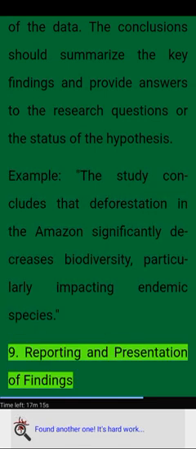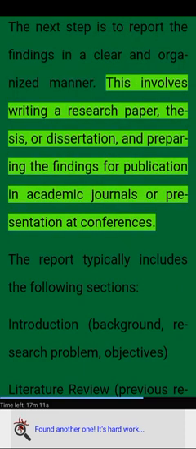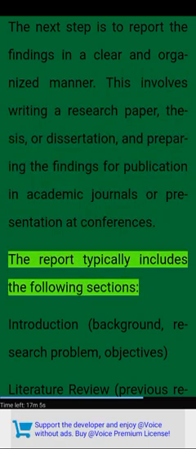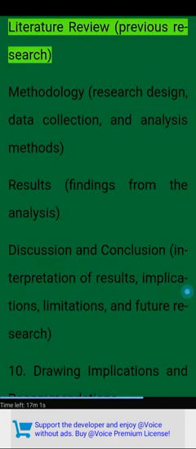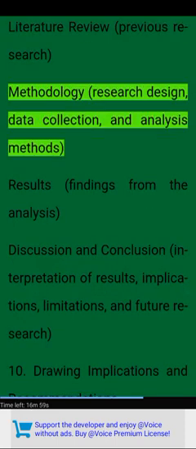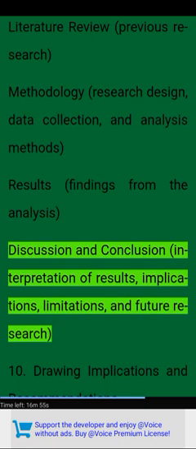9. Reporting and presentation of findings. The next step is to report the findings in a clear and organized manner. This involves writing a research paper, thesis, or dissertation, and preparing the findings for publication in academic journals or presentation at conferences. The report typically includes the following sections: Introduction: background, research problem, objectives. Literature review: previous research. Methodology: research design, data collection, and analysis methods. Results: findings from the analysis. Discussion and conclusion: interpretation of results, implications, limitations, and future research.